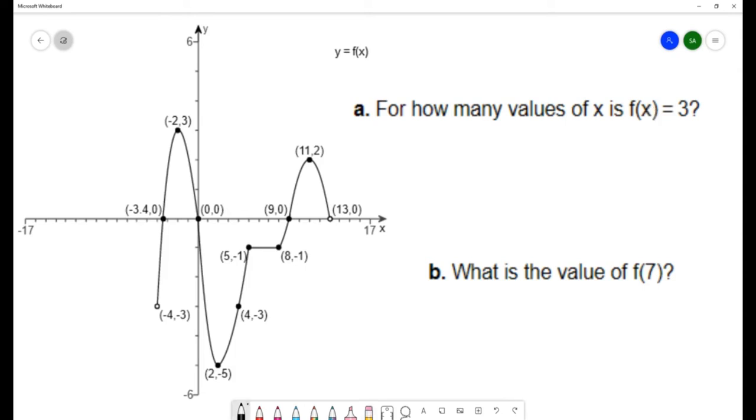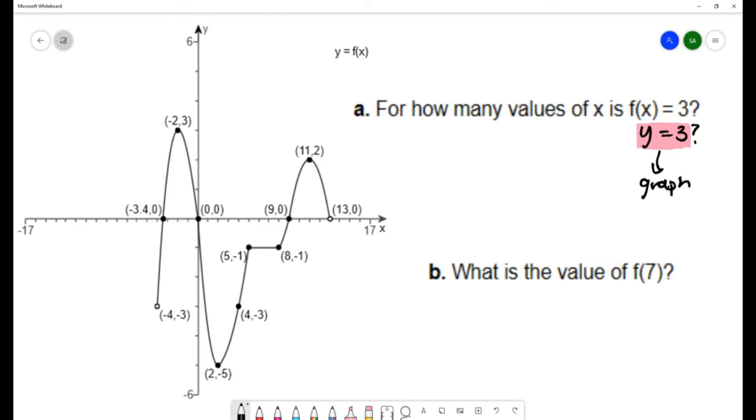So this is saying that y equals 3. If we reread the question with that in mind, it says, for how many values of x is y equal to 3? One way for us to approach this is to consider the equation y equals 3 and the graph of that equation.